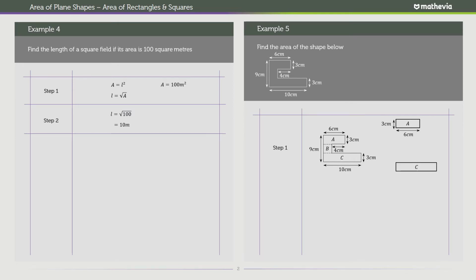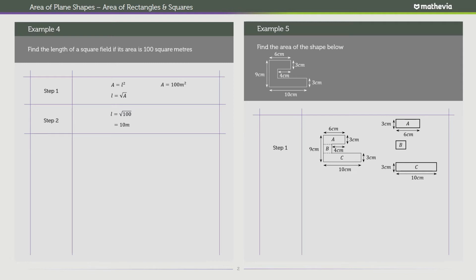I think B is complicated, so let's do C. C is easy as well. If you look closely, the breadth of C is 3 centimeters and its length is 10 centimeters. Now let's do B. B is in the middle, and we really can't tell what the dimensions of B are. So let's look closely now.